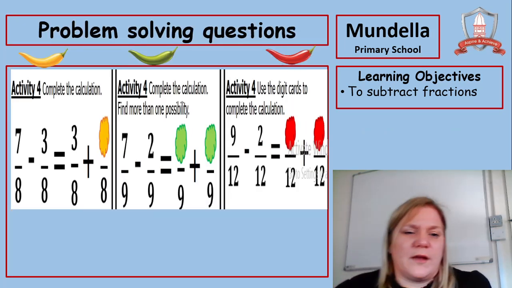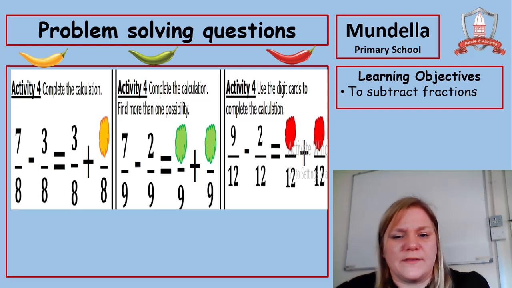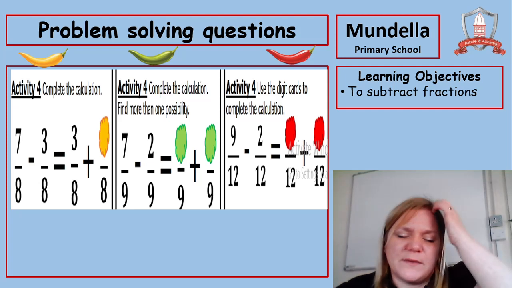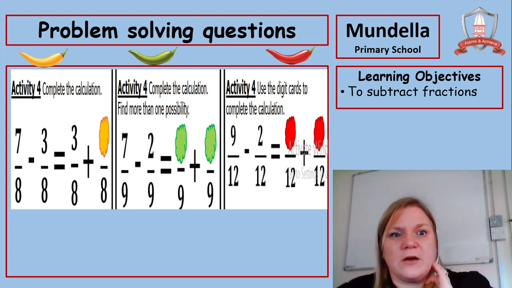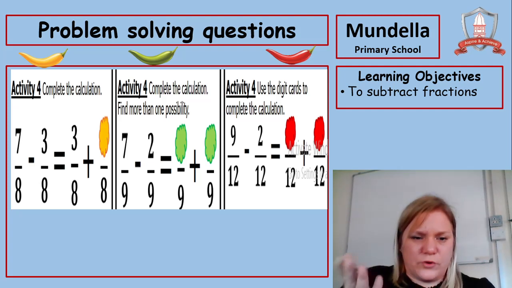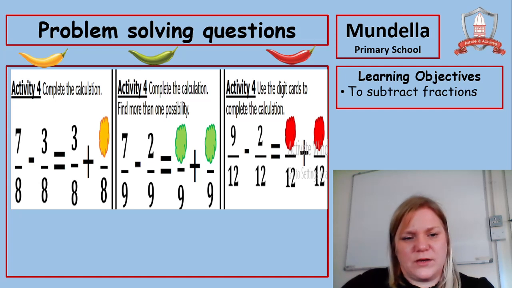So have a go at some problem solving, the same kinds of questions where you have to balance the two sides. So for the mild, 7/8 subtract 3/8 equals 3/8 add something. So you have to work out the first bit of the equation, the subtraction, first, to work out what the other side must add up to.